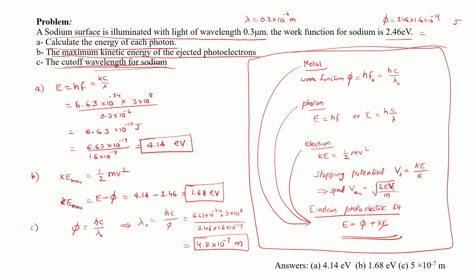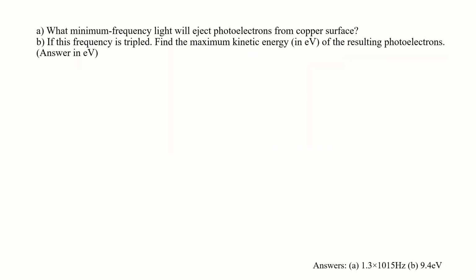Let's do problem number 2. What minimum frequency of light will eject photoelectrons from the copper surface? First we have to know the copper work function. Without the work function of copper, we cannot solve this problem. Let us assume the copper work function is around 4.5, 4.6, 4.7, different values are there. Let's take 4.7 electron volt as the work function of the copper.